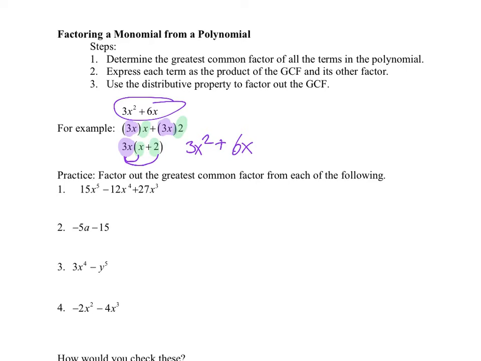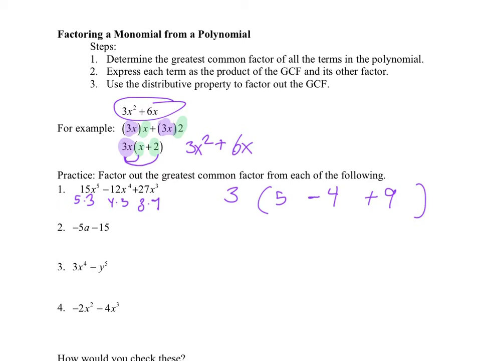All right, when I look at this, I have 15, which is 5 times 3. 12 has a 3 but no 5. 27 has a 3. So this becomes 4 times 3 and 3 times 9. So we're going to be pulling out a 3. And then what's going to be left behind, I'm going to have a 5 something something minus a 4 something something plus 9 something something. Okay, so that's what I've got so far with just the constants.